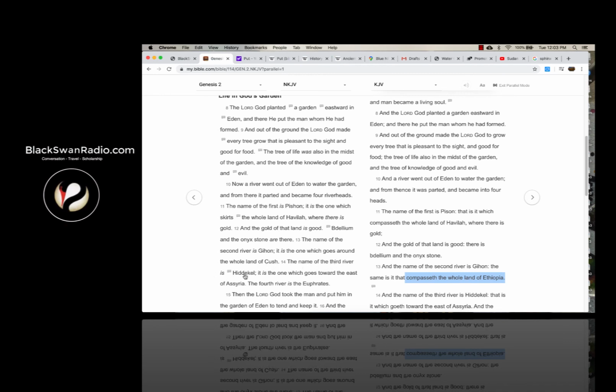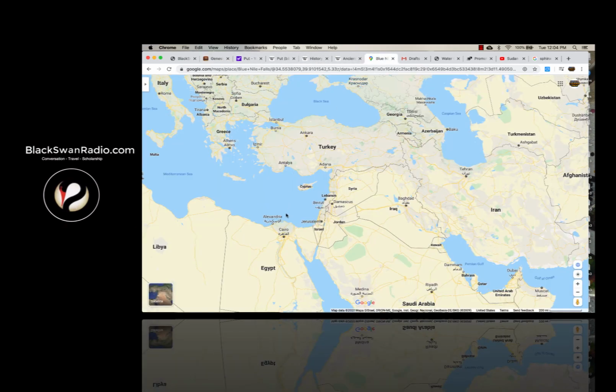The name of the third river is Hiddekel. It is the one which goes towards the east of Assyria. So it is the one which goes toward, not encompass, right? Compass. But this one goes toward east of Assyria. So it's a river that is flowing towards east of Assyria. So you go to a map, and I'm putting this in the Nile River, and I'm saying it's flowing towards east of Assyria. So it's taking me northward towards Assyria, is what it's telling me.